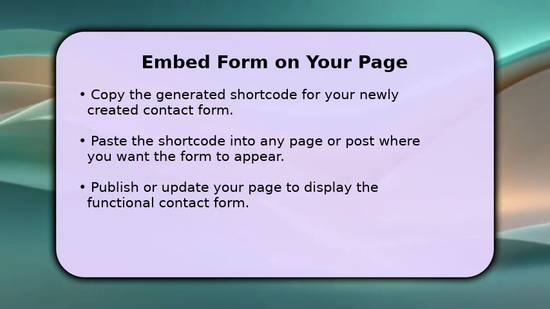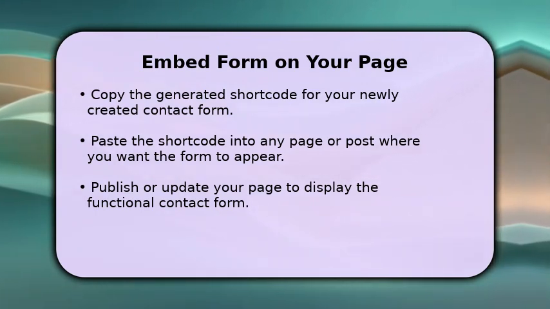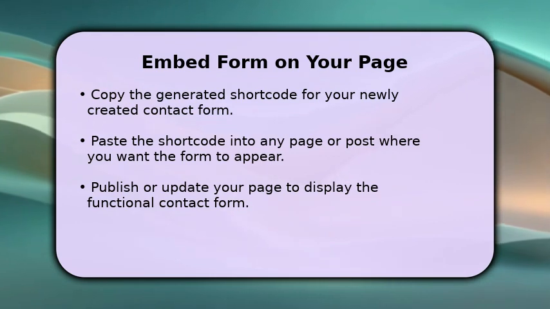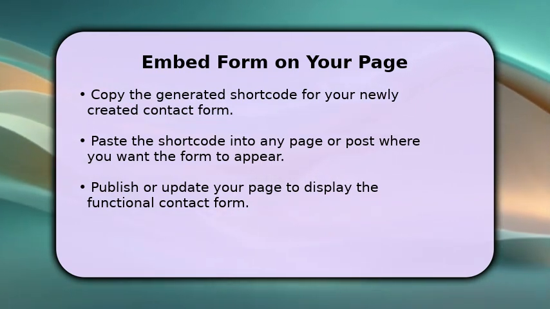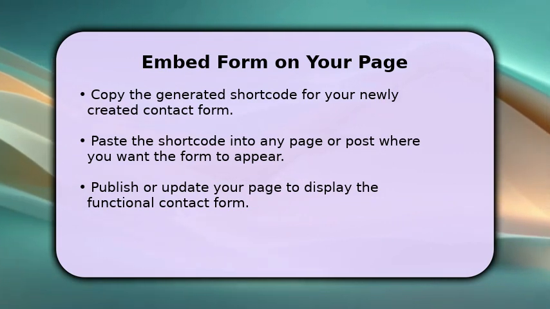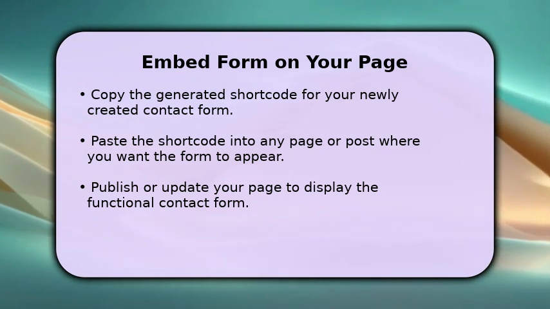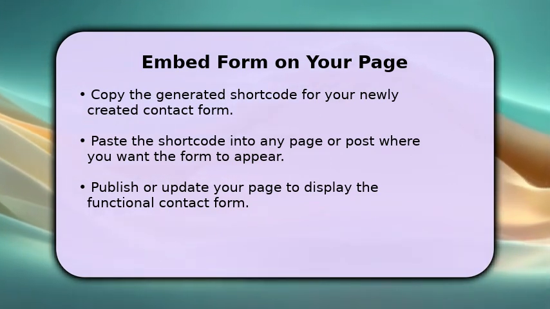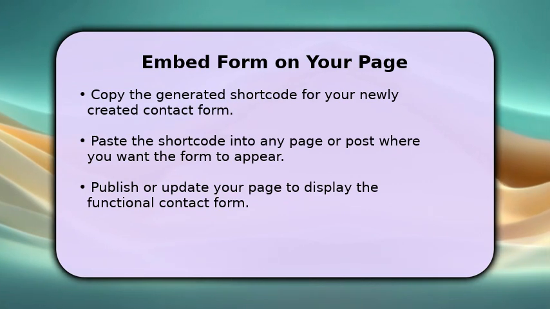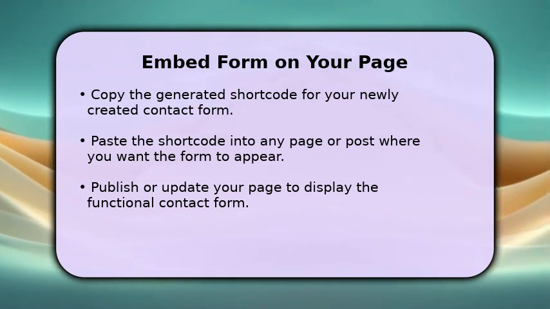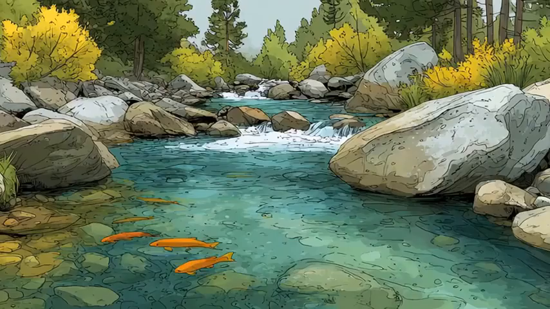Finally, it is time to display your contact form on your website. After saving your form, you will see a unique shortcode. Simply copy this shortcode. Then, navigate to the page or post where you wish the form to appear and paste the shortcode directly into the content editor. Update or publish your page, and your fully functional contact form will be live, ready to receive messages from your audience.